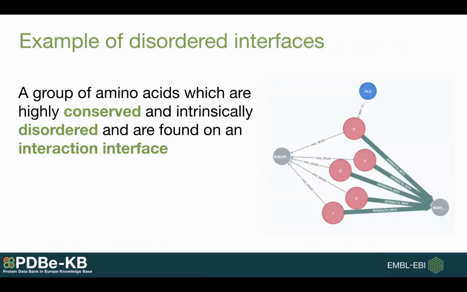And if you were to look at the actual graph, the way it looks is, it will come up with the groups of amino acids. And on one of the edges, you would find the value for the sequence conservation. You would also find on their actual node if they are predicted to be disordered or not. So this information is coming from a resource called MobiDB. And also you could see that it interacts with another protein. So it is on an interaction interface. This interaction data is coming from PISA.